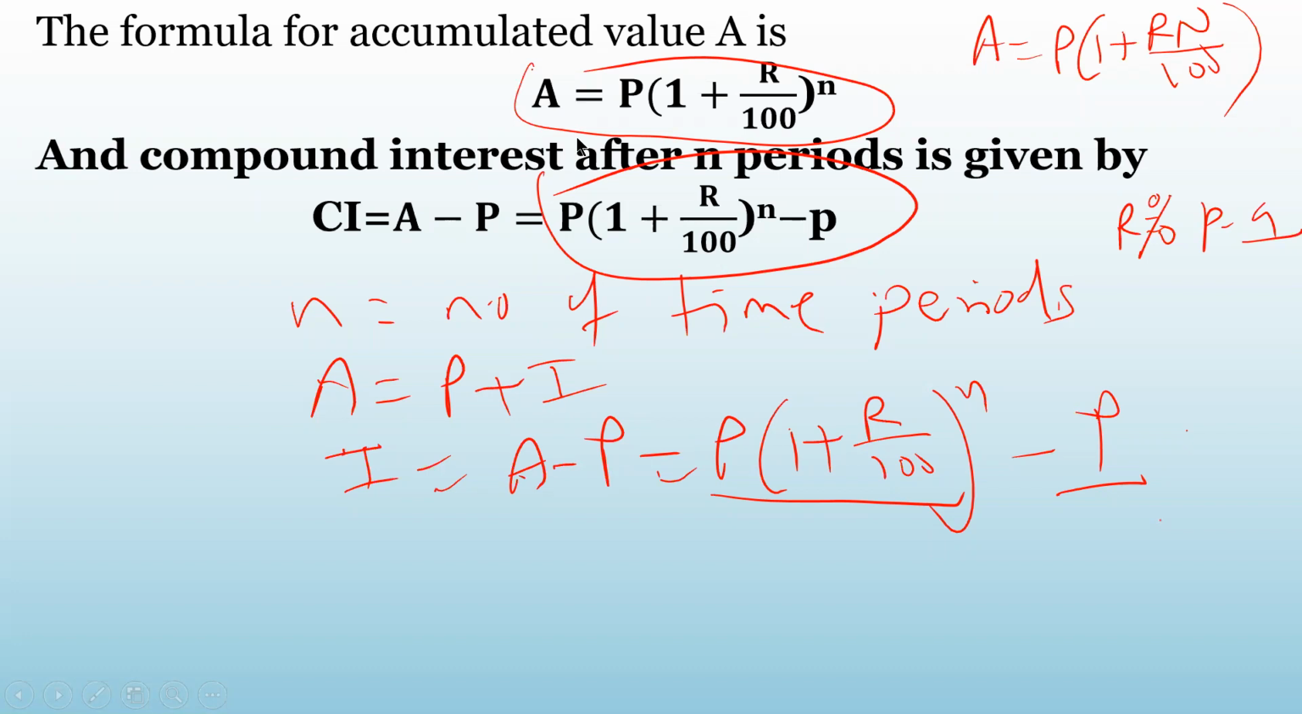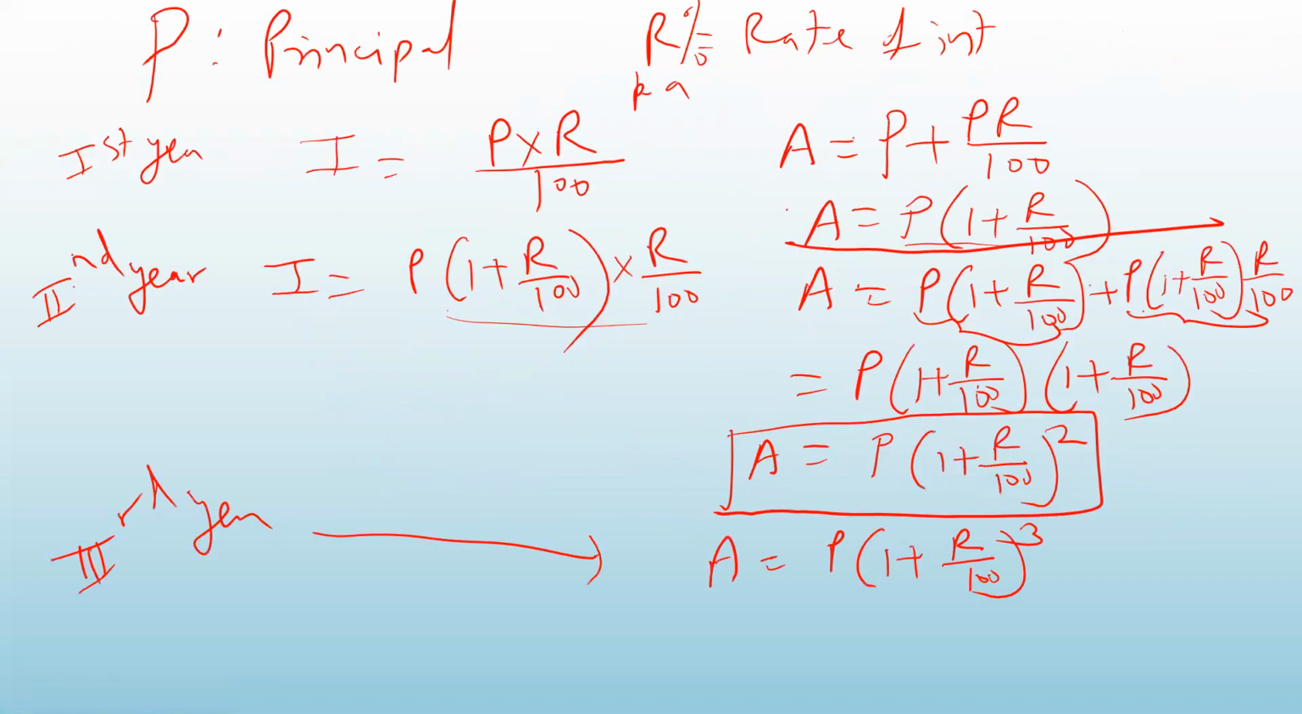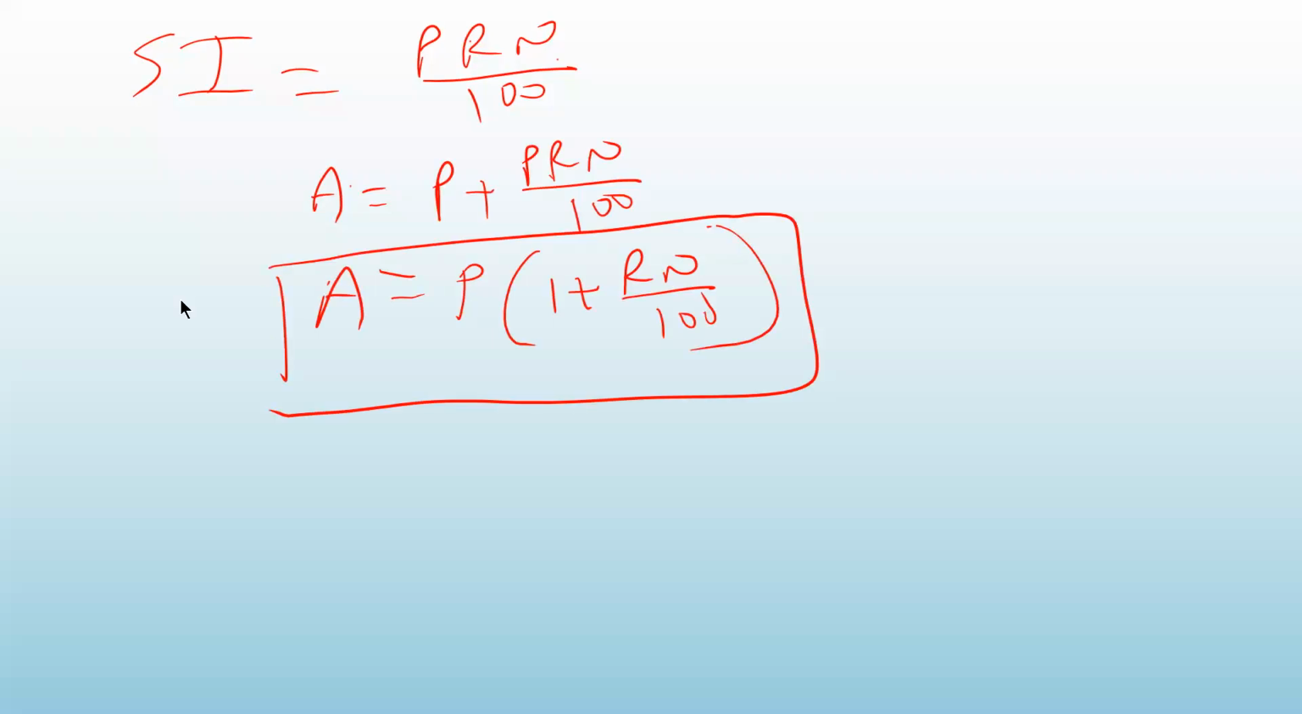Now compare this formula with the simple interest formula. In simple interest, the interest is calculated as PRn upon 100, this is your formula, correct? So what is the amount? Amount is P plus I. So P plus PRn upon 100. If you take P common, you will get P into 1 plus Rn upon 100. This is the formula for accumulated value in simple interest.